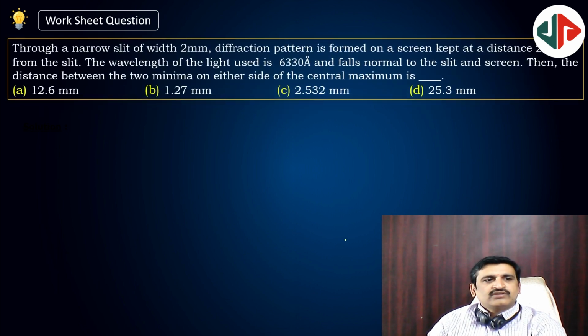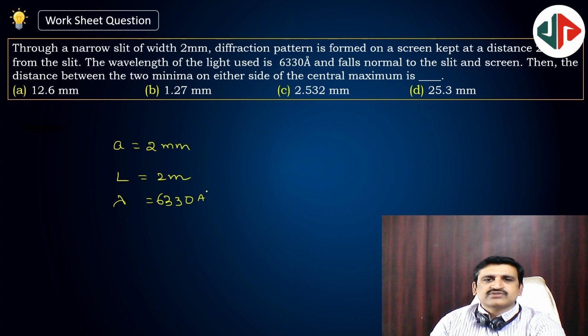Through a narrow single slit of width a equal to 2 mm, a diffraction pattern is formed on the screen kept at a distance L equal to 2 meter from the slit. The wavelength of the light used is lambda equal to 6330 angstroms. Then the distance between the two minima on either side of the central maximum.